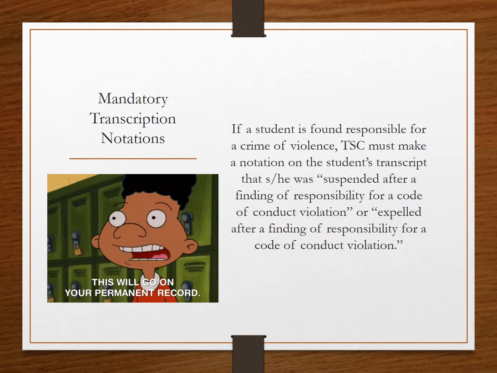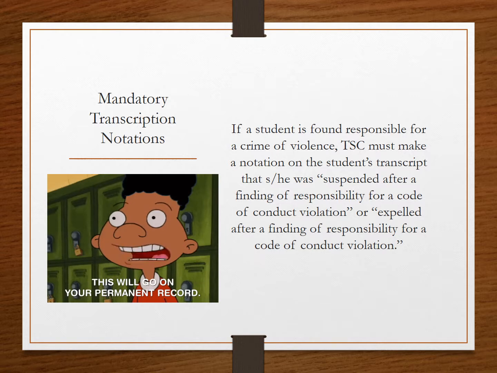Mandatory transcript notations: if a student is found responsible for a crime of violence, the Sage Colleges must make a notation on the student's transcript that she or he was suspended after a finding of responsibility for a code of conduct violation, or expelled after a finding of responsibility for a code of conduct violation. If a student withdraws from the Sage Colleges while such conduct charges related to crimes of violence are pending against the student and declines to complete the disciplinary process, the Sage Colleges must make a notation on the student's transcript that she or he withdrew with conduct charges pending.